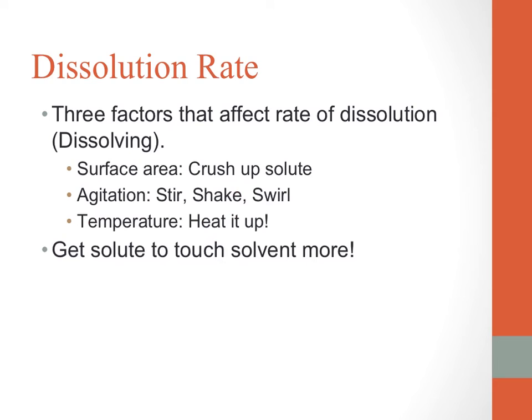How fast you can get something to dissolve is called the dissolution rate, or rate of dissolution. Three factors that affect the rate of dissolution, or dissolving, are increasing the surface area, agitation, and temperature. Increasing the surface area by crushing up or making the particles smaller allows for more interactions between the solute and the solvent. The same with agitation. You get more interactions between the solute and solvent. You shake, swirl, or stir, and you get more solute bumping into more solvent. So if you can crush and stir, that's a big advantage over something that's not stirred and not crushed up.